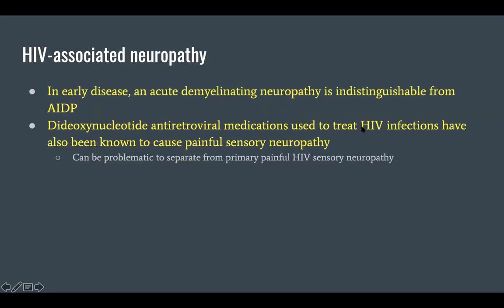Okay, HIV neuropathy. It is not distinguishable from AIDP, except the cause is HIV. Sorry, I read that wrong. And then medications used to treat HIV also cause neuropathy. So they have HIV, they get neuropathy because of HIV, and then you treat HIV and they get neuropathy.